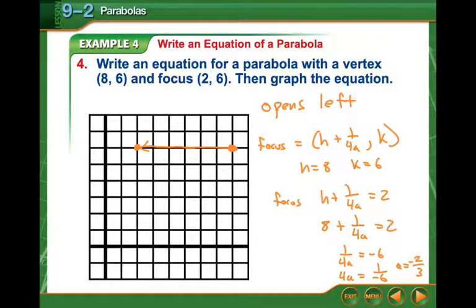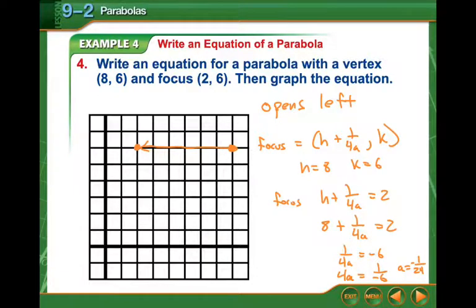I just realized I did that wrong. So that part was right. But we're going to divide by 4 on both sides, so you end up with a equal to a negative 1 over 24. That's what a is. So that goes out in front of our equation.